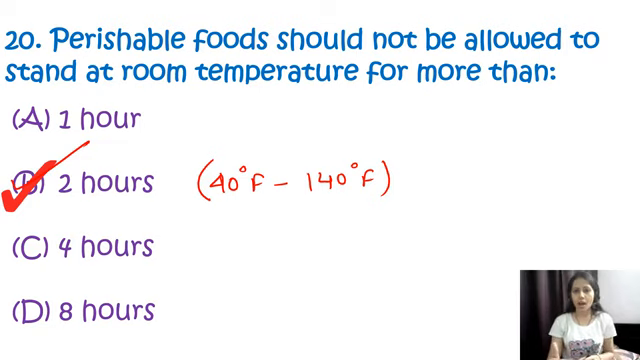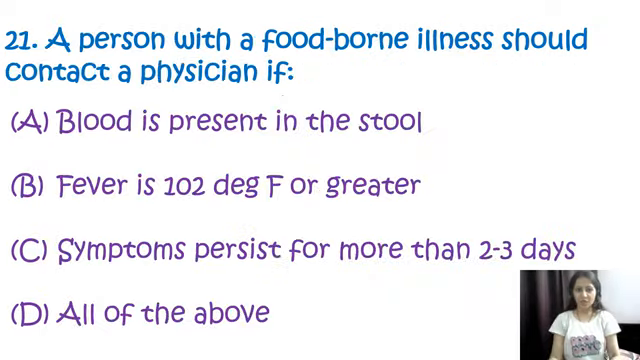So what happens after 2 hours at room temperature? Perishable foods should be refrigerated or discarded to prevent bacterial growth or foodborne illness. If the ambient temperature is above 90 °F, that is 32 °C, perishable foods should not be left more than 1 hour. So my correct answer is option B, that is 2 hours, and it is also an important question.